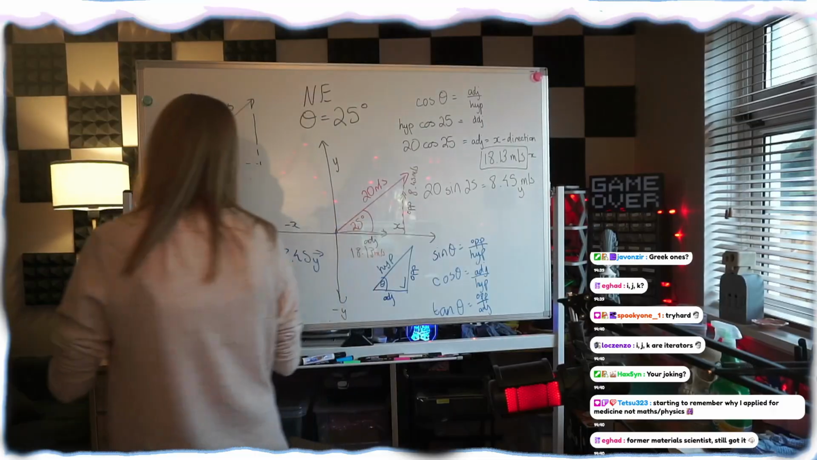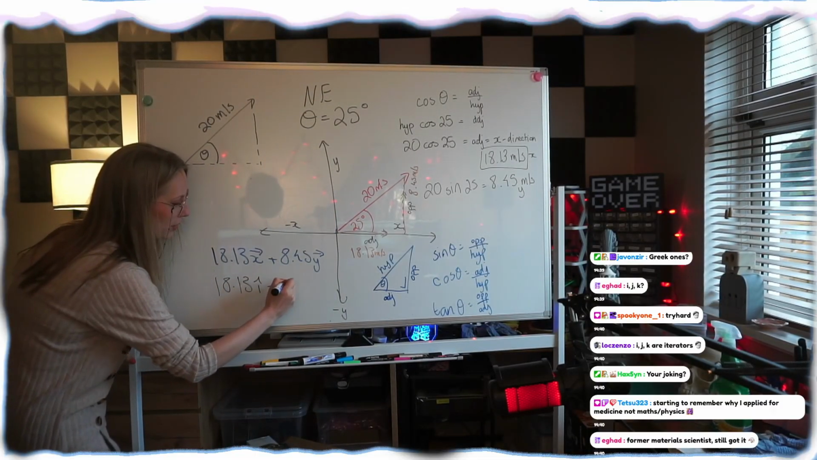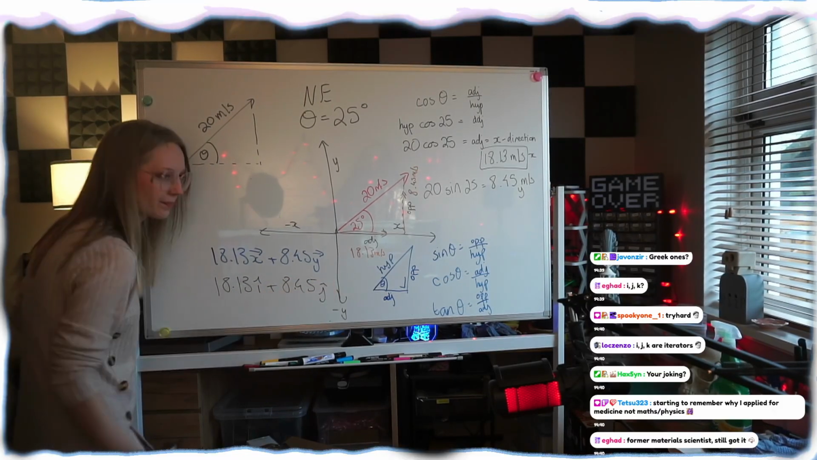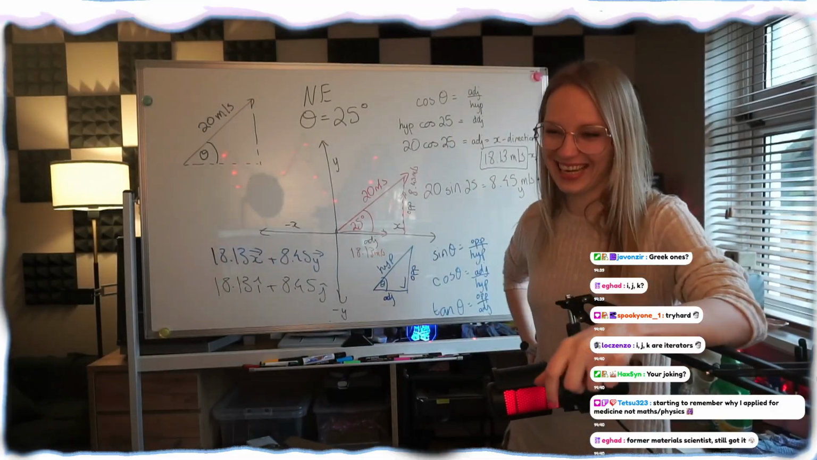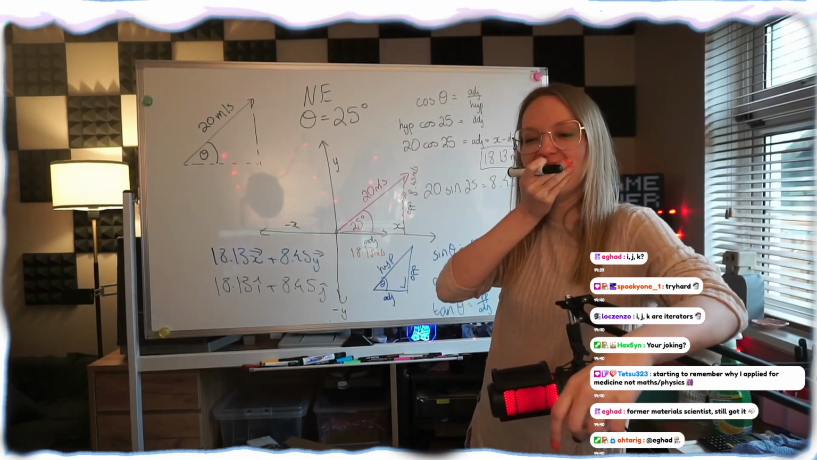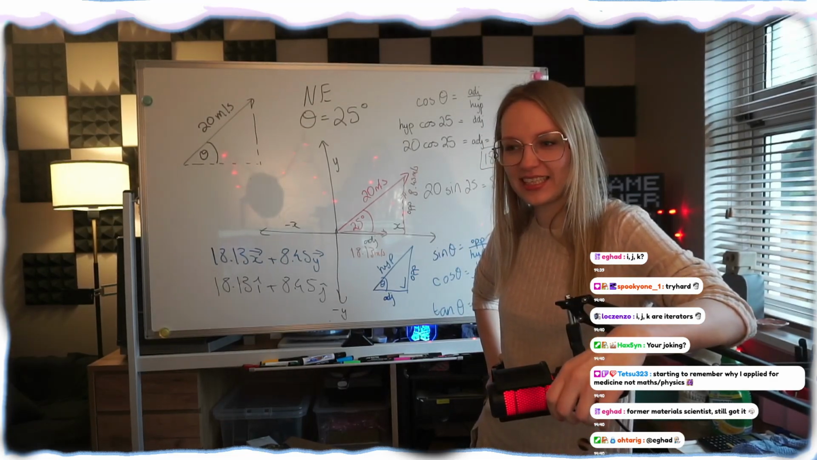So really what we would say is 18.13i plus 8.45j. There we go. Still got it. Nice. You're joking. So that is the idea behind it.